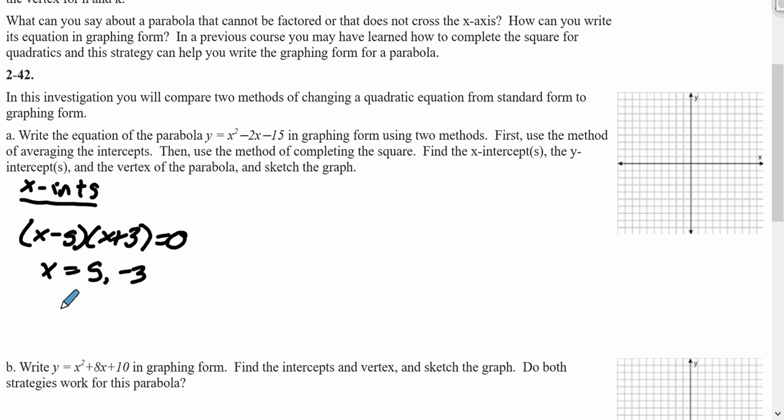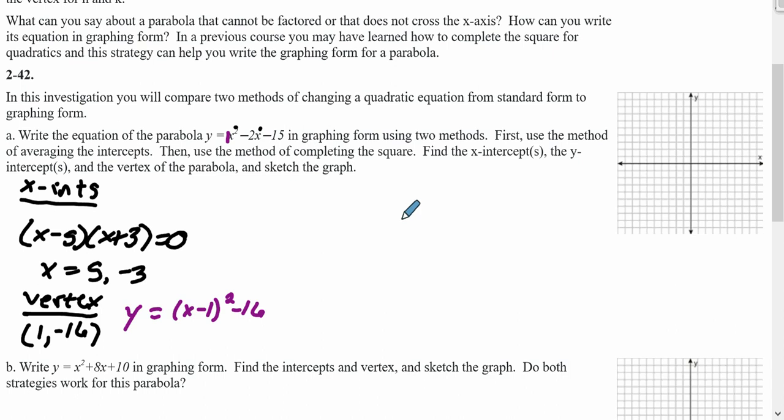So when we find the two x-intercepts, we have 5 and negative 3. So we're going to average them, so add them together, divide by 2. So 5 plus negative 3 is 2, 2 divided by 2 is 1. So the x value of the vertex is 1. Take 1, plug it back in for your x values, and your y value ends up being negative 16. And then based on that, we can write our equation in graphing form. Our a value is the leading coefficient, which is 1. Therefore, it's x minus 1 squared minus 16.